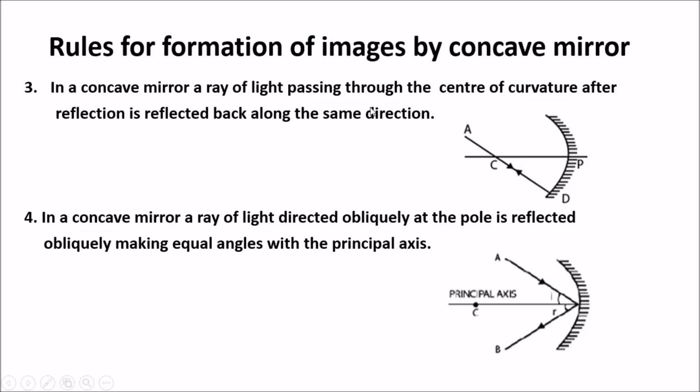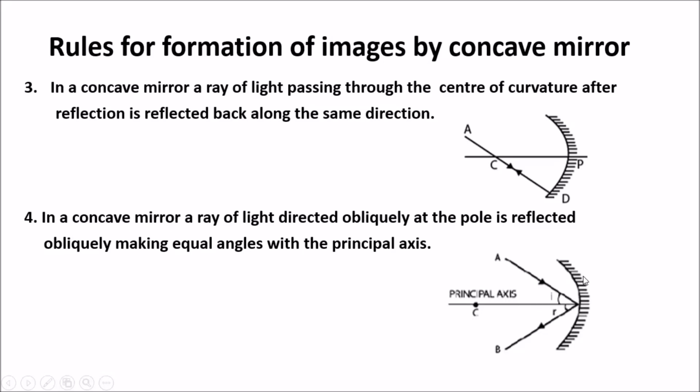Let's go to rule 4. Rule 4 says that in a concave mirror, a ray of light directed obliquely. When we say obliquely, it means at a certain angle, not vertically. You can see an angle i being formed here. In a concave mirror, a ray of light directed obliquely at the pole is reflected obliquely, making equal angles with the principal axis. In this case, the principal axis is acting like the normal.